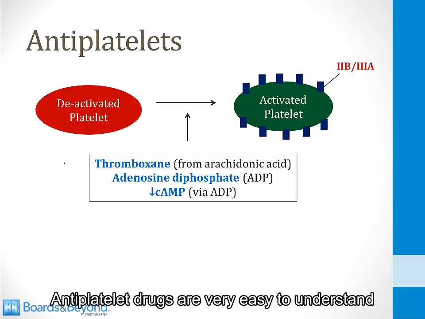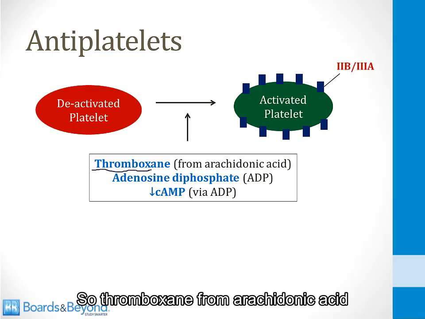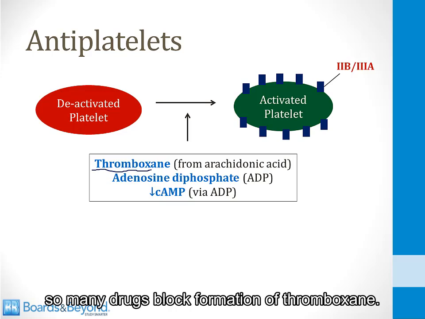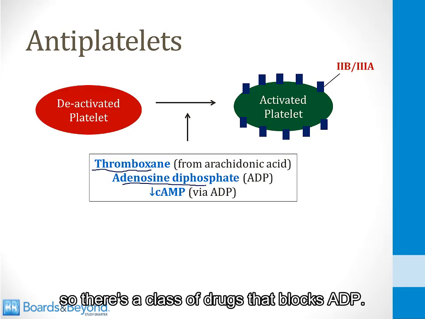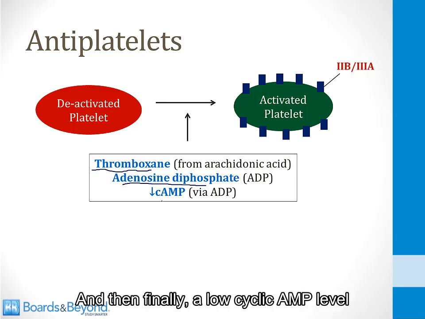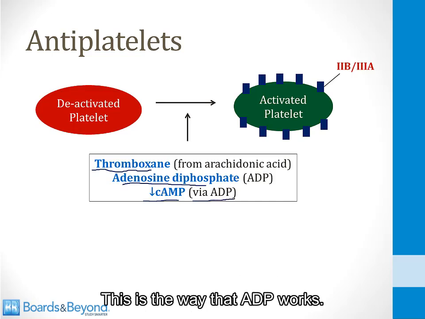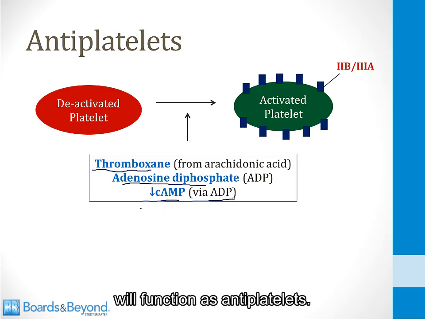Antiplatelet drugs are very easy to understand if you know the substances that can activate platelets. So thromboxane from arachidonic acid is a very powerful platelet activator. So many drugs block formation of thromboxane. ADP is a powerful activator of platelets. So there's a class of drugs that blocks ADP. And then finally, a low cyclic AMP level inside of platelets causes the platelet to become activated. This is the way that ADP works. So drugs which raise the cyclic AMP level will function as antiplatelets.